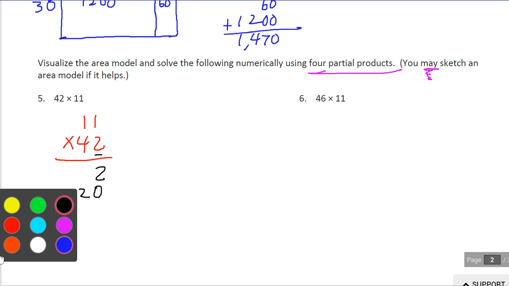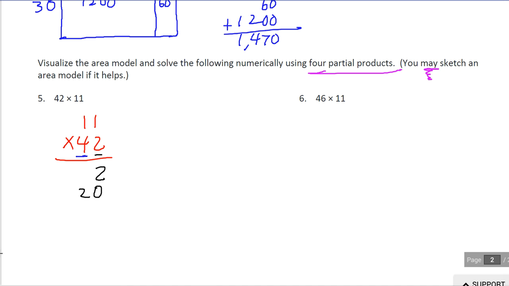And next, we're going to then look at the 4. We're going to go 4, but that's not 4, it's 4 tens. So 4 tens times 1 is going to be 4 tens, or it's going to be 40. Okay, and then we're going to look at 4 tens times 10, which is going to be not 4 tens, it's going to be 400. 400 here. Now we just have to add all that up. We do that, we get 2, we get 6, we get 462.